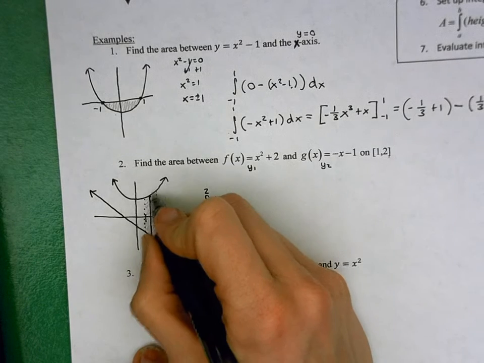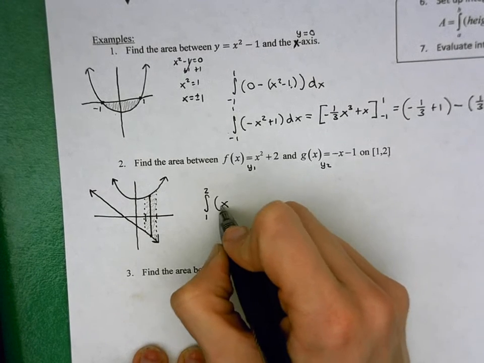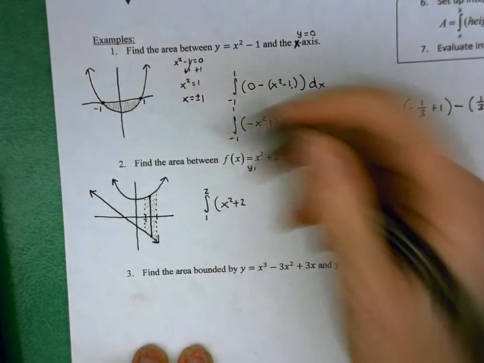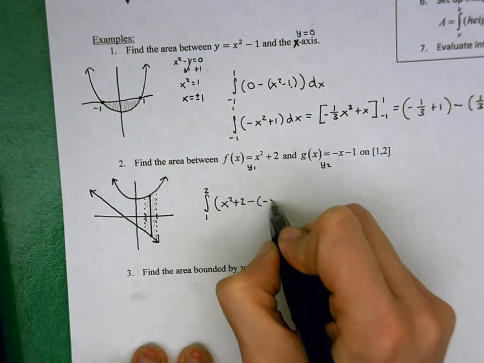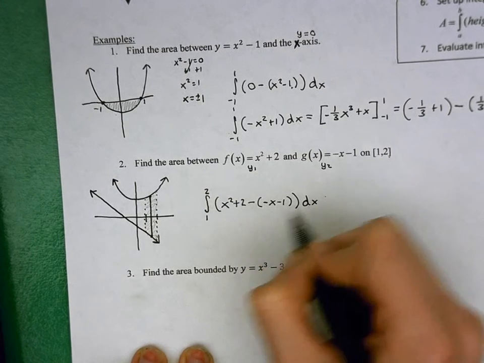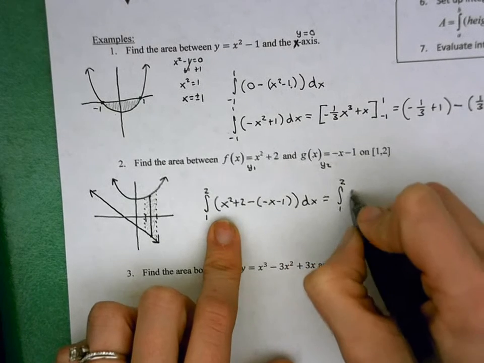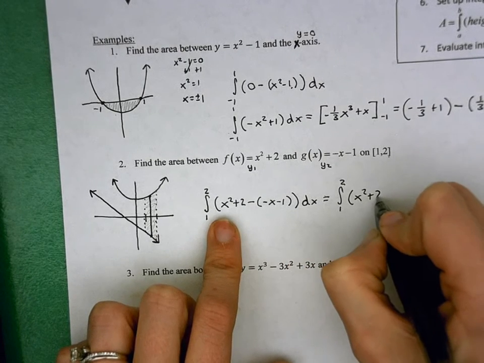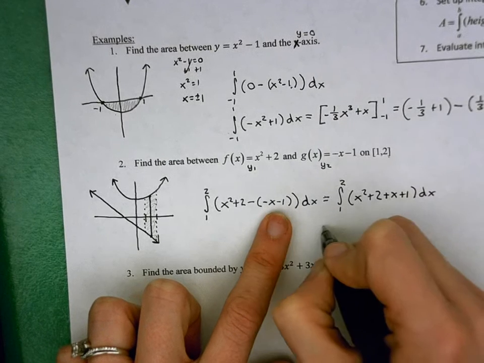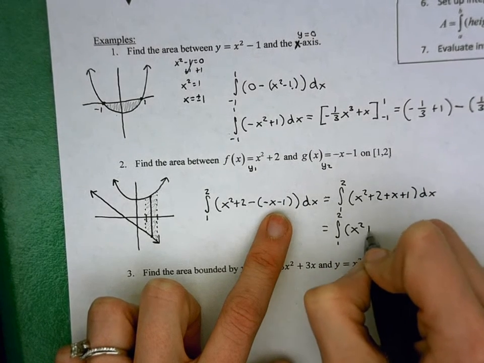Our upper graph is that quadratic, x squared plus 2, and our lower graph is the line, which is the negative x minus 1. So we have the integral from 1 to 2 of x squared plus 2 plus x plus 1, distributing the negative, which is the integral from 1 to 2 of x squared plus x plus 3.